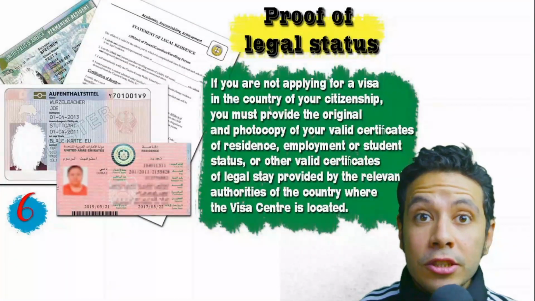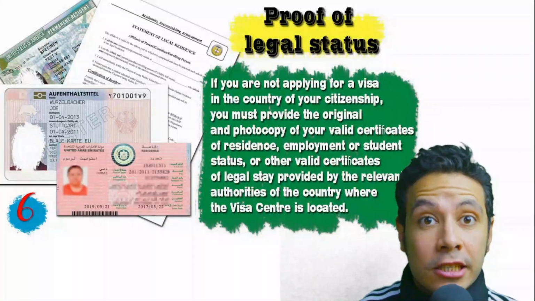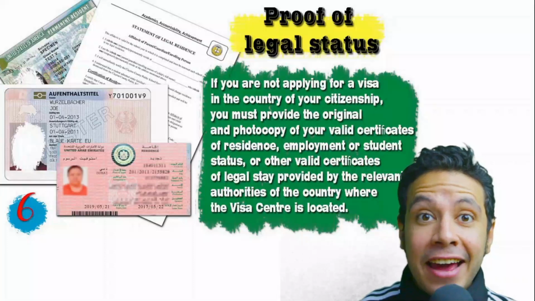In certain cases, you might be applying from a country different than your own country. At that moment, you will need to provide a proof of a legal status, which is a certificate of legal residence in this country. And in some cases, a valid residence visa for this country can be also accepted.